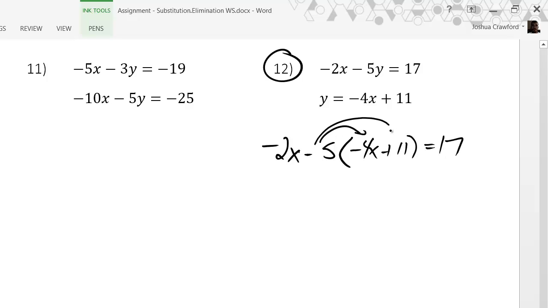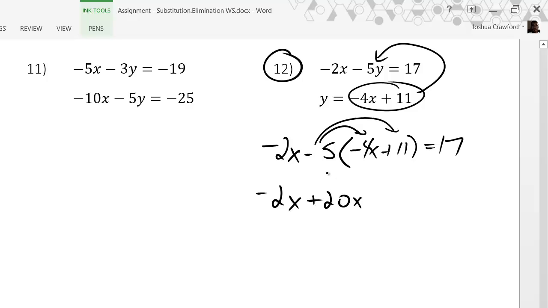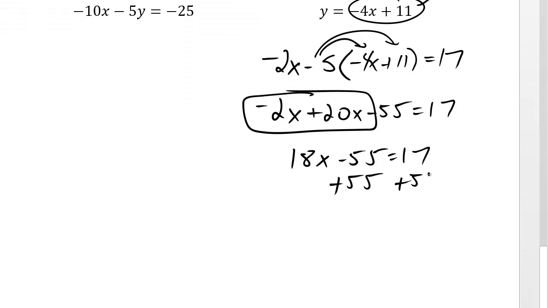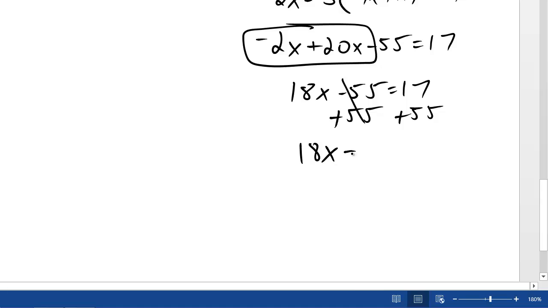Now distribute your negative 5. You'll get negative 2x. Negative 5 times negative 4 is positive 20. Negative 5 times 11 is negative 55, and then that equals 17. Now combine like terms. Negative 2 plus 20 is 18x, minus 55 equals 17. Now we need to add 55 to both sides to get x by itself. We'll get 18x equals 72. Okay, so now to get x by itself, divide by 18, and x will equal 4.